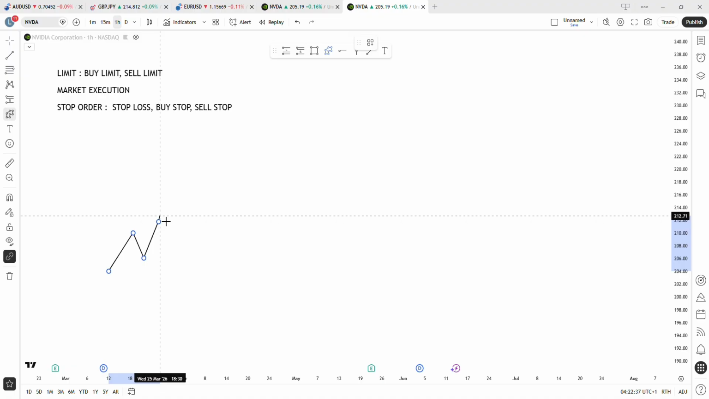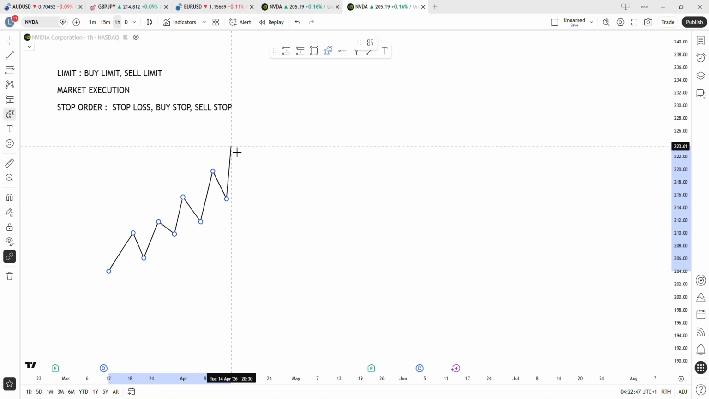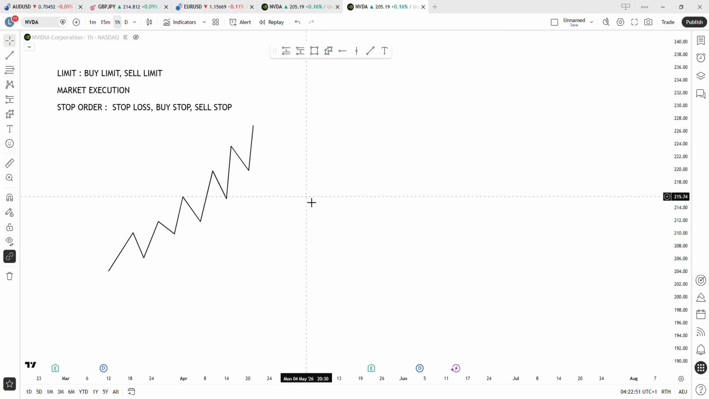So let's say price is currently like this and you just want to get in immediately. You get in, maybe put your stop loss right here and just continue riding the trend like that. You don't want to wait. So you get in right immediately. That's market execution. Now let's come to stop loss.